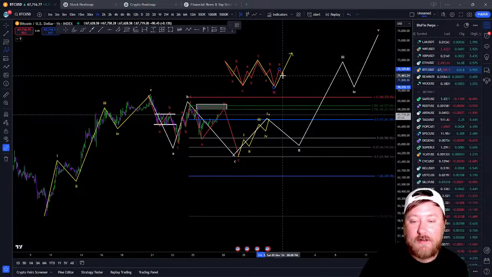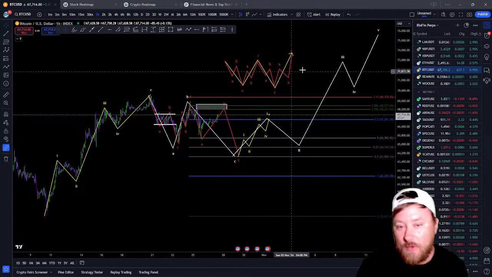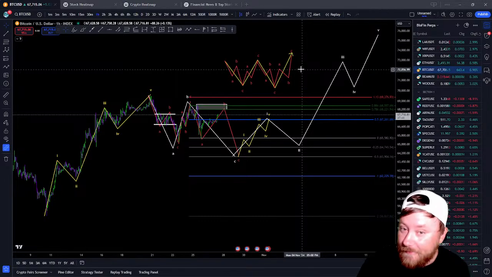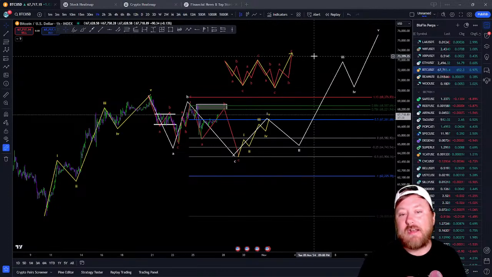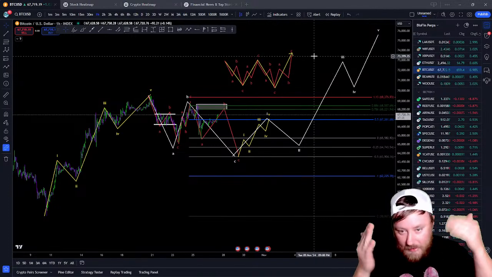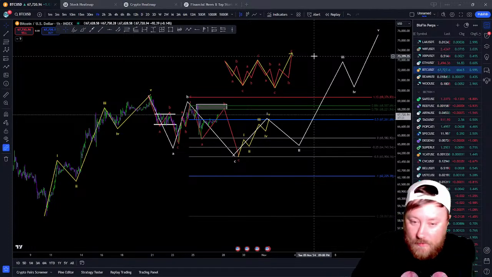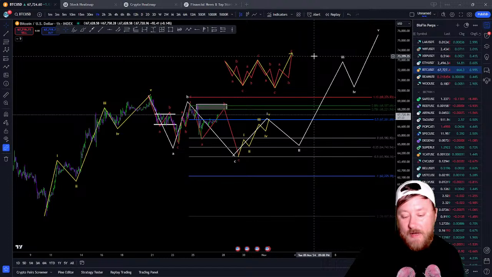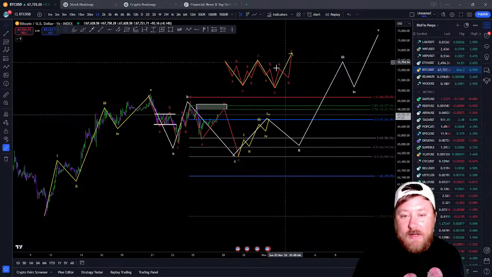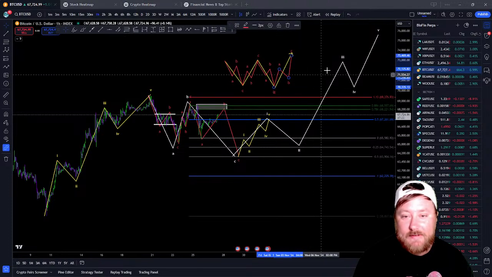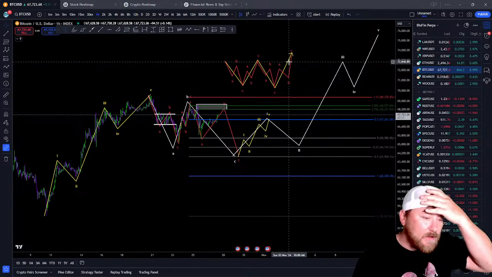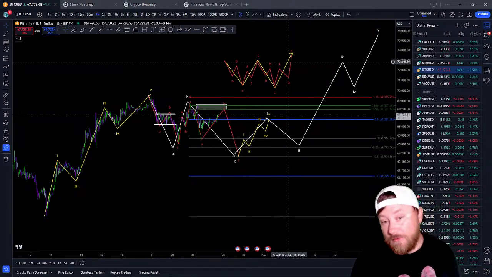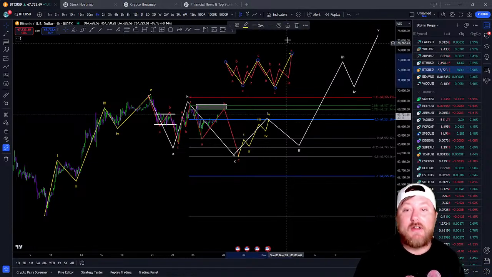Especially if the waves are corrective in nature, not impulsive, then you're looking at possible double tops or double bottoms, depending on what part of the trend you are in. If you're at a high or if you're at a low, then you're looking for those double bottoms and double tops. The Elliott wave theory's corrective waves are just fancy ways of identifying double bottoms, double tops, triple bottoms, triple tops, just other types of market structure.